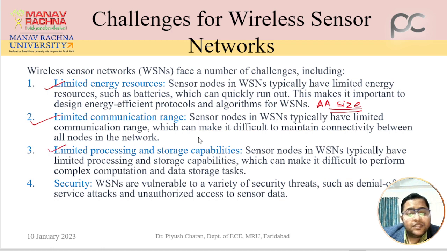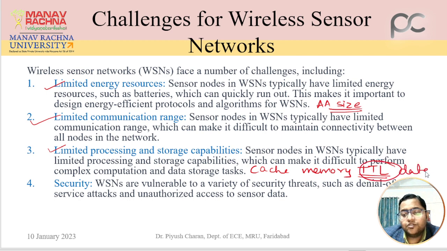And they have limited processing and storage capabilities. Sensor nodes in WSNs typically have limited processing and storage capabilities, which can make it difficult to perform complex computation and data storage tasks. So there is limited storage also. You cannot store all the data. So the cache memory also needs to be cleared up. And you have a TTL, time to live, for the data on the cache to survive. Data on cache has to be updated.